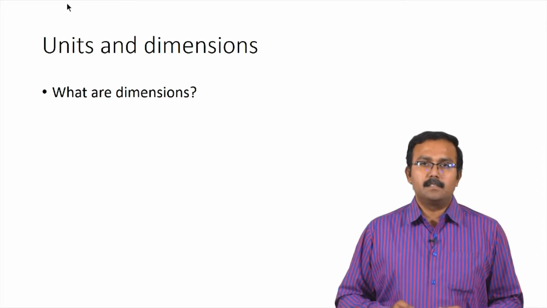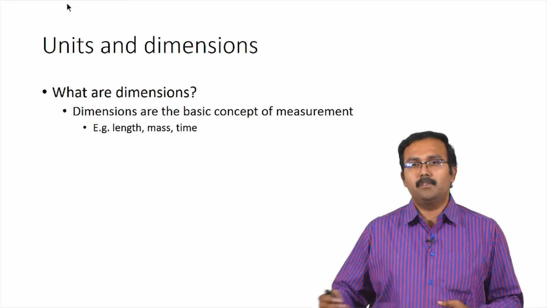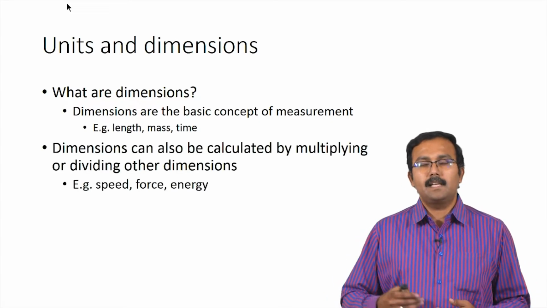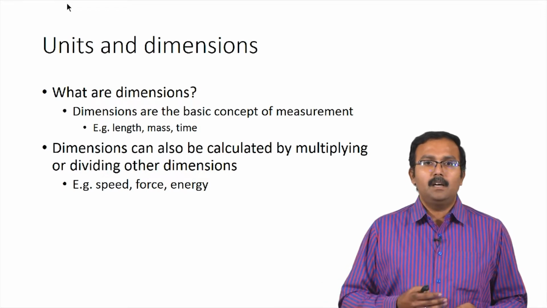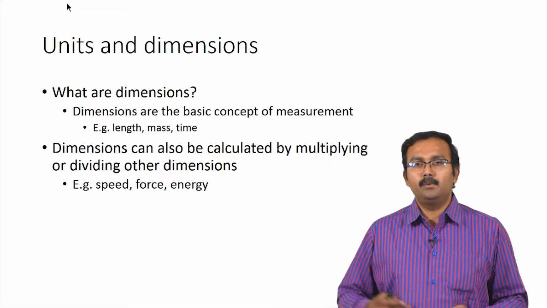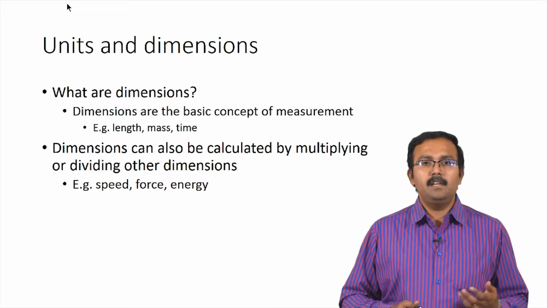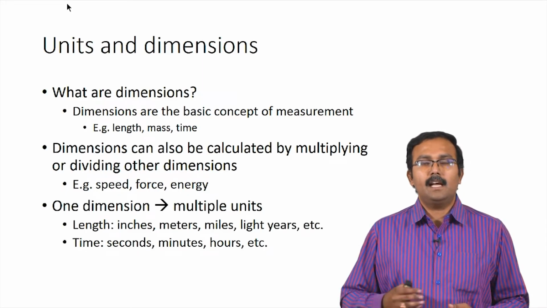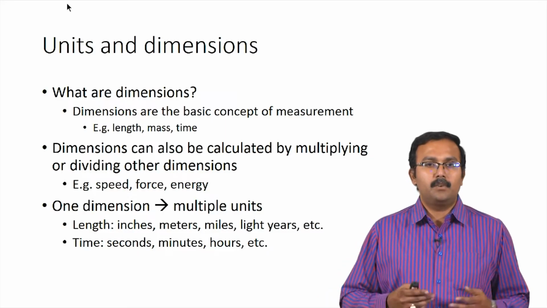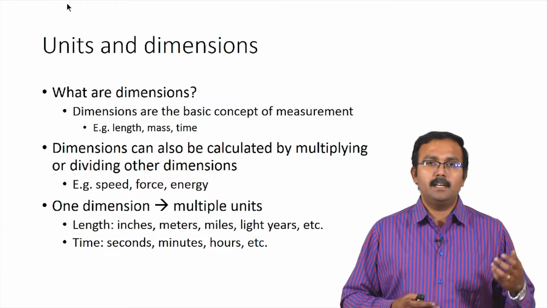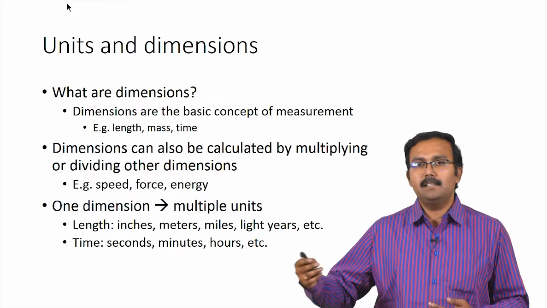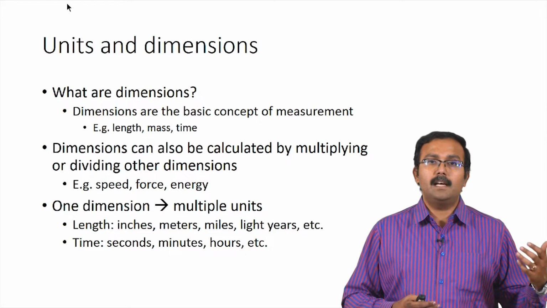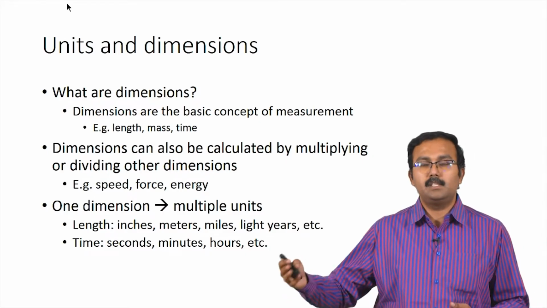What are dimensions? Dimensions are the basic concepts of measurement. Examples would be length, mass, time, etc. Dimensions can be calculated by multiplying other dimensions or dividing two dimensions. Examples would be speed, force, energy, acceleration, and so many other things. One dimension can actually have multiple units. For example, length can be measured in terms of inches, meters, miles, light years, and so many other terms. Similarly, time can be measured as seconds, minutes, hours, days, weeks, and so on.